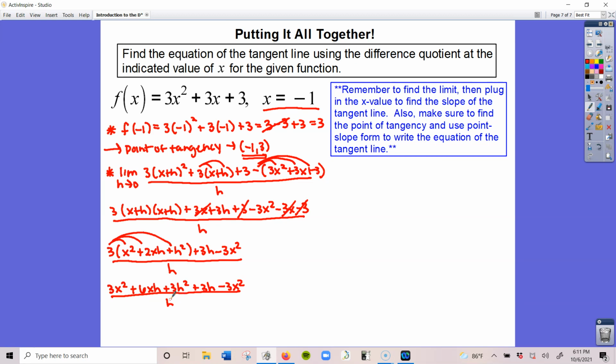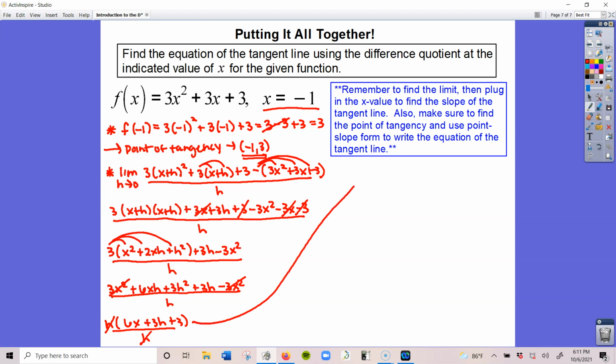Now I can cancel the 3x squared. And the only thing left in the numerator all have h's, so I can factor out the h, which would give me h times 6x plus 3h plus 3 all over h. My h's cancel. So this is my simplified function.